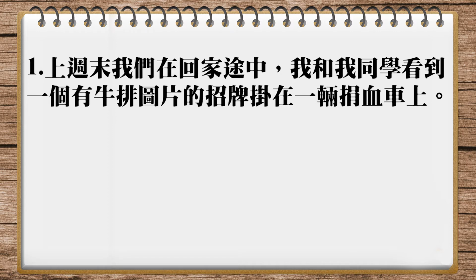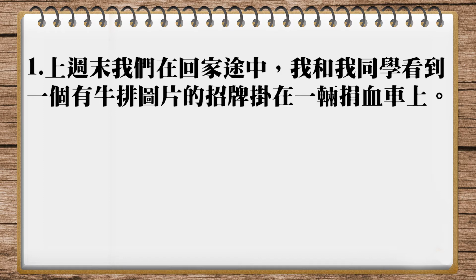Okay, very good. My sentence is pretty similar structurally. There are a couple of details that are different that I'll talk about after I read my version. Last weekend, on our way home, a classmate and I saw a sign with a picture of a steak on it, hanging on a bloodmobile. Now, the beginning is the same, last weekend, on our way home. That's all the same, comma, a classmate and I. I think Wesley said my classmate and I. Both are fine. Saw a sign is the same. And then I said, with a picture of a steak on it.